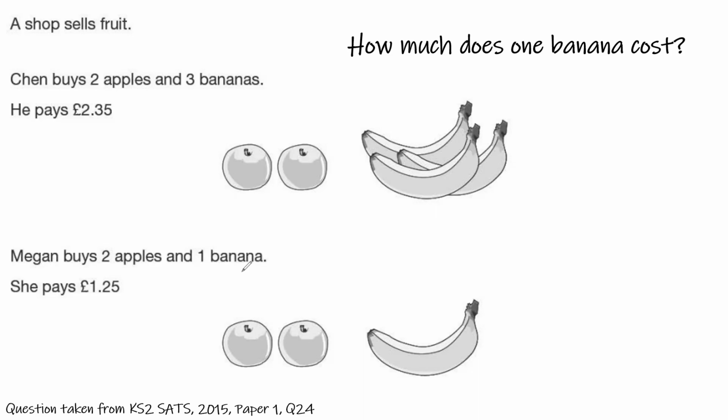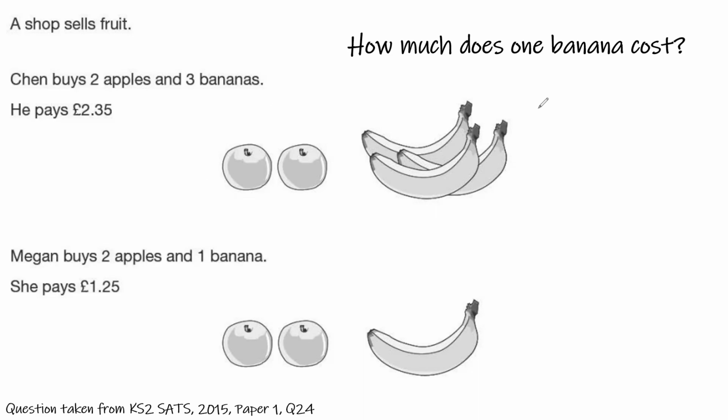Okay, so the question is, how much does one banana cost? And we've been given two pieces of information. Chen buys 2 apples and 3 bananas, and he pays £2.35. Megan buys 2 apples and 1 banana, and she pays £1.25. We've been asked, how much does 1 banana cost?